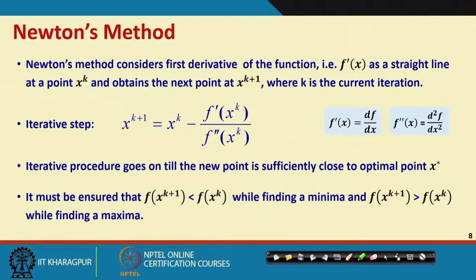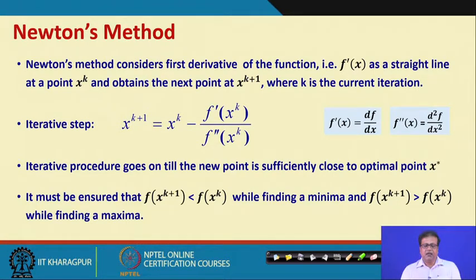So, let us see the procedure. Really the procedure is like this: we consider the first derivative of the function, that is f dash x, as a straight line at a given point x k, and then obtain the next point at x k plus 1, where k is the current iteration. So, what we need to do? We need to find out the first derivative and the second derivative at that given point. Is it all right?